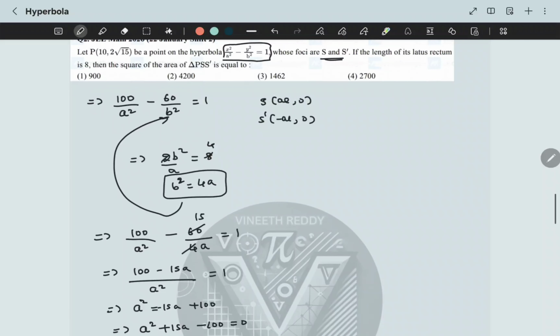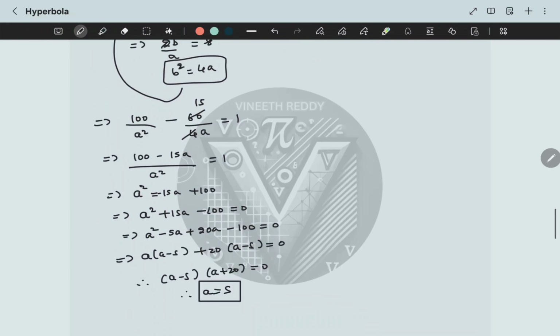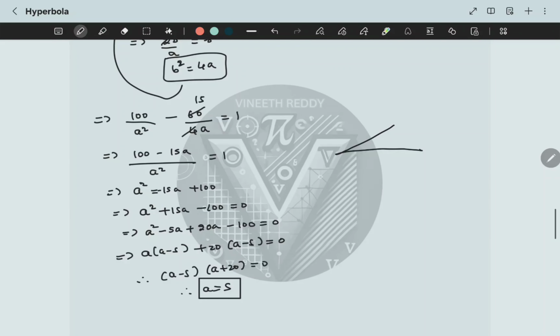Now we need to find the square of the area of triangle PSS dash. Okay, the coordinates of P are given, and S we can find ourselves. Acha, it's something like this. So P is somewhere here, S dash is somewhere here, S is somewhere here, right? And if I try to draw the actual diagram, let me try to draw the actual diagram, which will be something like this.